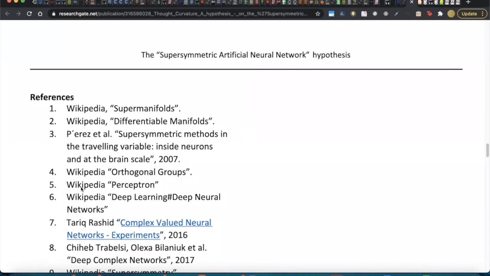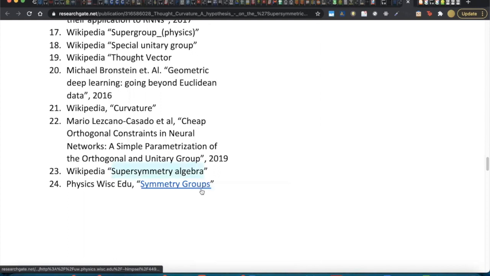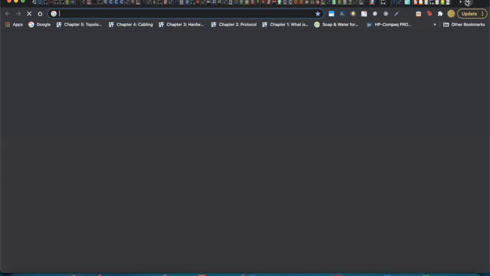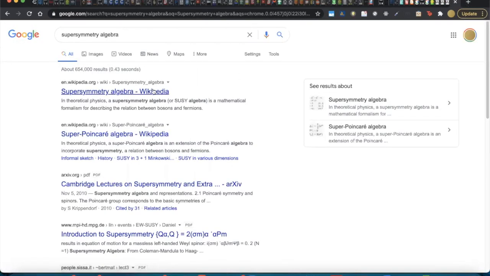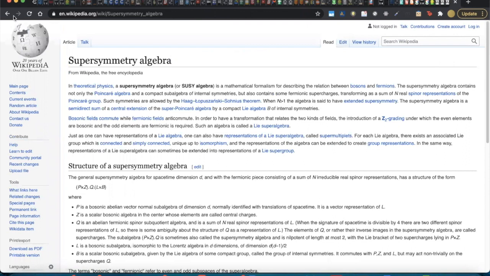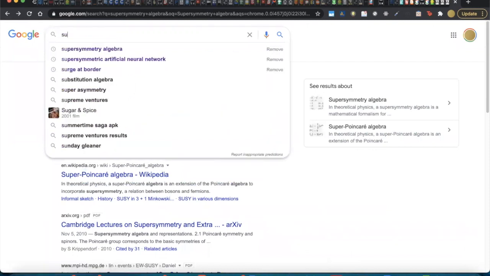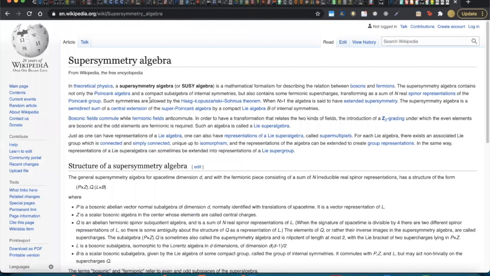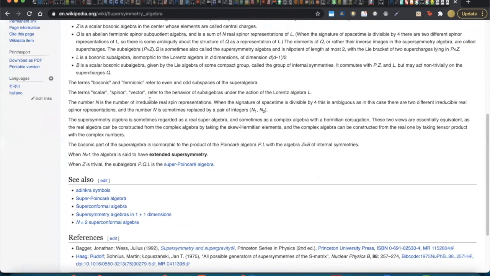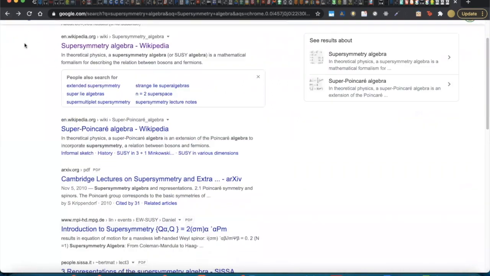Maybe in 23. Please scroll to it. Yes, that's it. Symmetry groups. No, 23. Yes, yes, yes. Algebra, that's right. Supersymmetry algebra on Wikipedia, I think. You'll see that it's a standard thing used from physics. It's not there. Look if you see SU(N) somewhere there. Same place, same page. You don't see it there?